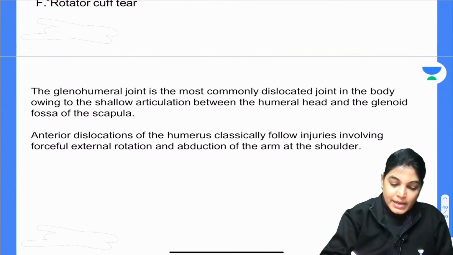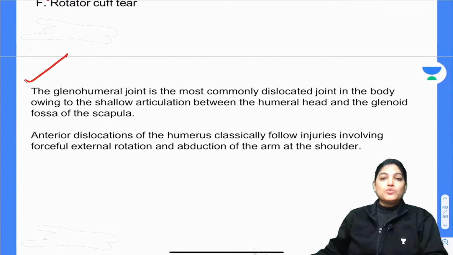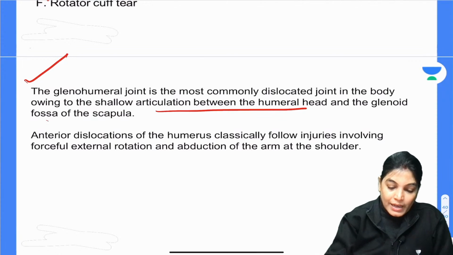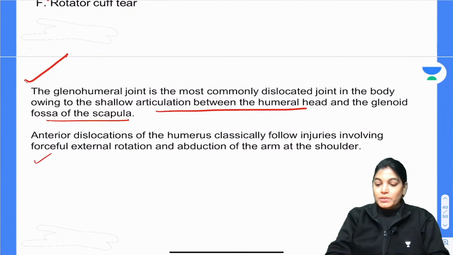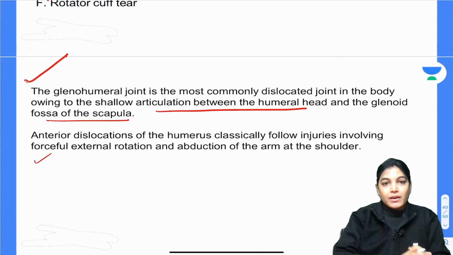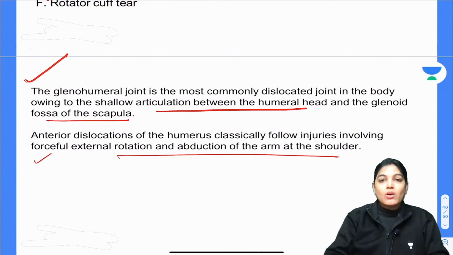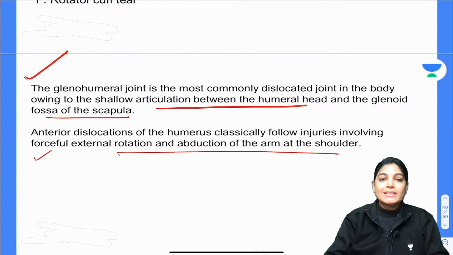See here. The glenohumeral joint, the shoulder joint, is the most commonly dislocated joint in our body, and the reason is that it has a shallow glenoid fossa articulating with the humeral head. Anterior dislocation of the humerus will lead to involvement of the axillary nerve, which is giving innervation to the deltoid muscle. External rotation and adduction of the arm at the shoulder lead to anterior dislocation and involvement of the axillary nerve. So it will lead to paralysis of the deltoid muscle and teres minor muscle.